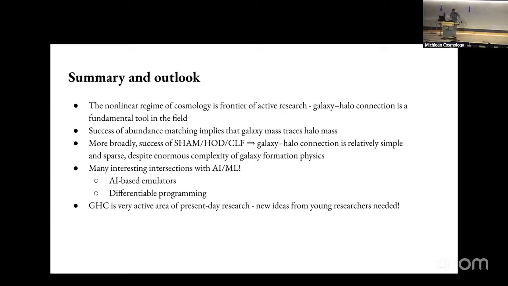And I also think there are some really nice intersections with state-of-the-art AI/ML. So emulation methods, I think, are a very exciting area that we will continue to see become more and more standard in the field. And then an area that's particularly exciting to me is differentiable programming. The complexity that you can capture in the galaxy-halo connection by having a differentiable model is leaps and bounds beyond what can be achieved with a small number of parameters with a non-differentiable model.